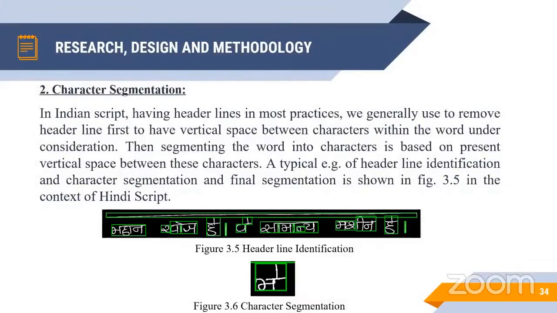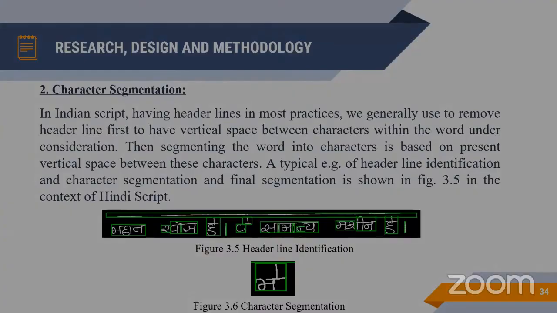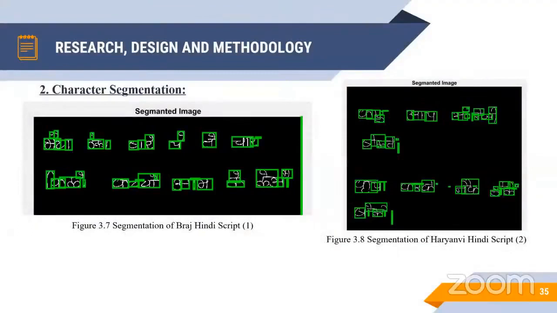The character segmentation means one character is identified in the segmentation. Here the green box is there. See on the slide, the screenshot has appeared. Character segmentation, and header line identification, that means the Hindi language has a header line. So the header line is also identified. Character segmentation means each and every character is identified by the system.